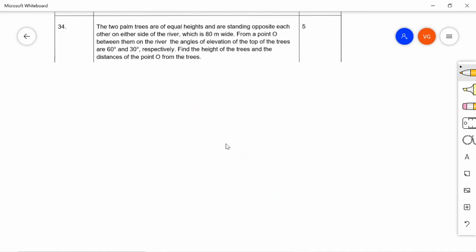Coming to question number 34. From question number 34 onwards, you have 5 markers. So very large answer questions.